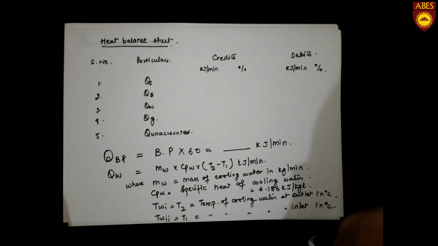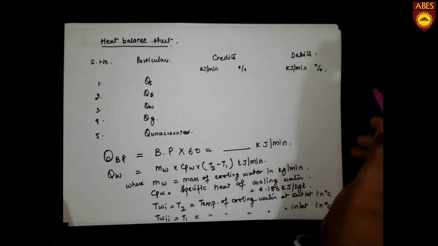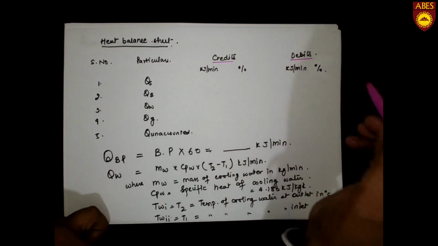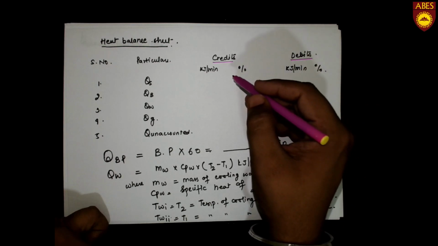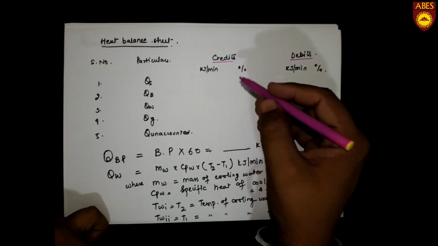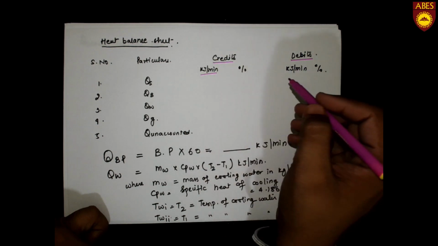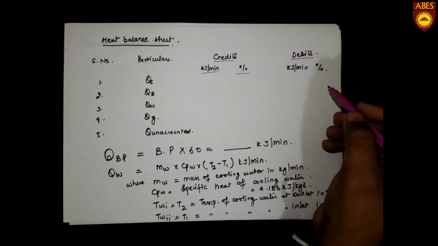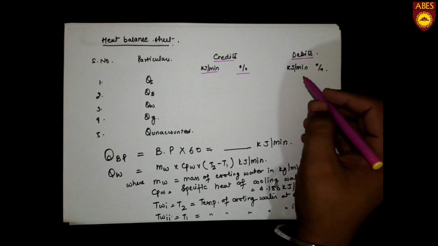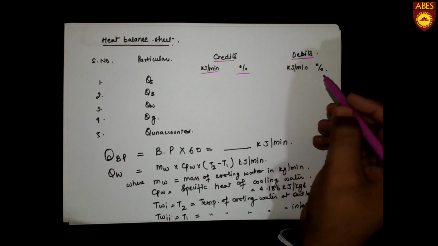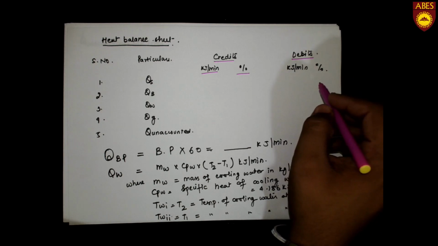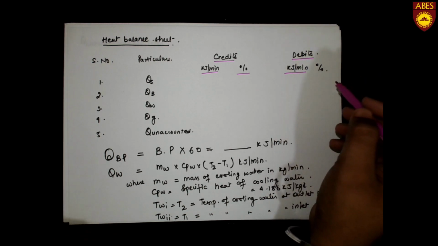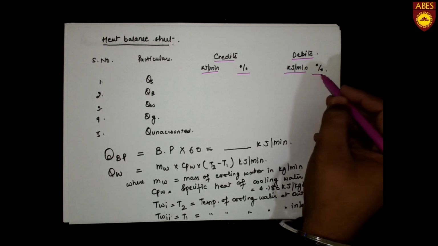When we deal with the heat balance sheet, we divide it into two particulars. First is credits, second is debits. Credit consists of the heat generated inside the engine in kilojoule per minute as well as in percentage. As far as the debits are concerned, we calculate whatever amount of heat energy has been consumed inside the engine in order to generate some mechanical output. That is also taken in kilojoule per minute and in percentage.